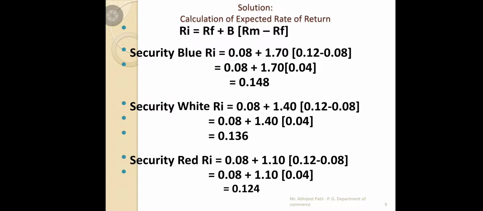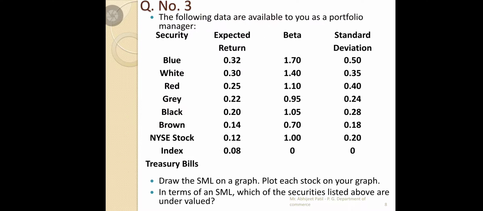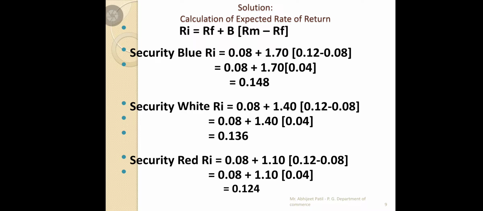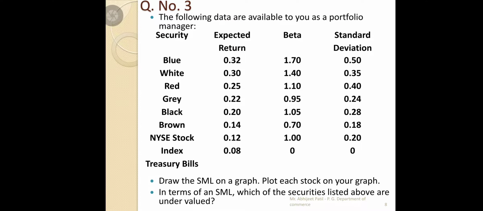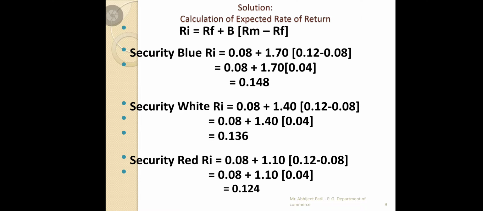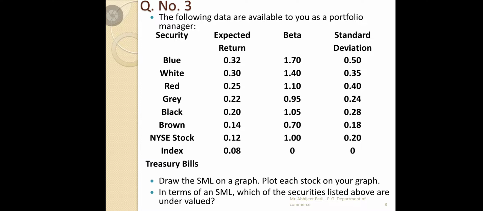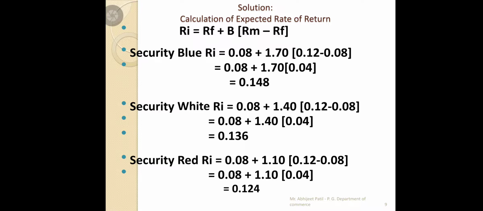So Ri is equal to RF plus beta into (RM minus RF). See, for the security blue, beta and RF are given. The RF is 0.08, that is your RF. Remember that 0.08. Then the beta value is given, so individually we should take the beta. So for blue it is 1.70. Then the market return, the NSE stock, is 0.12. Then minus 0.08.